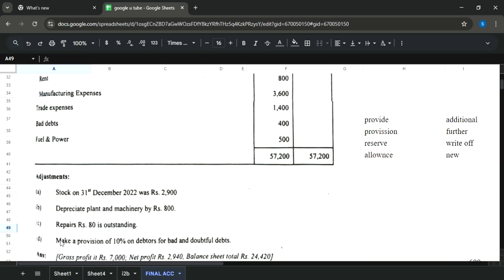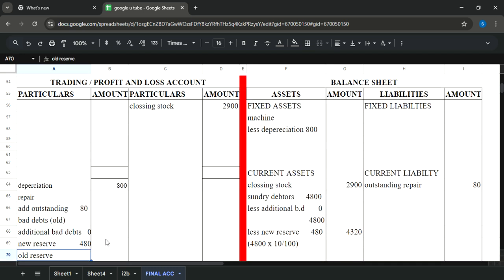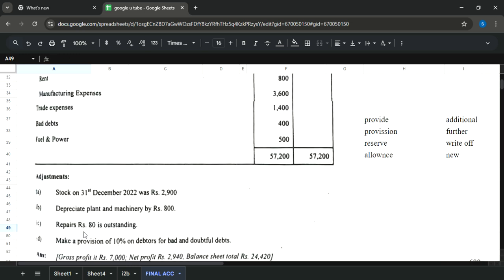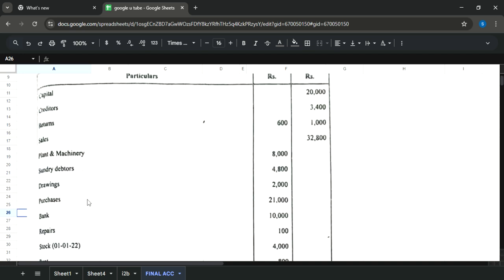Now let's go back to the adjustment. There was provision, reserve, allowance. This was the new reserve and we have calculated and written it over here. Additional bad debts were not present. So guys, all four adjustments are completed. We will now shift our focus to the trial balance and we are going to post each element to the relevant place.